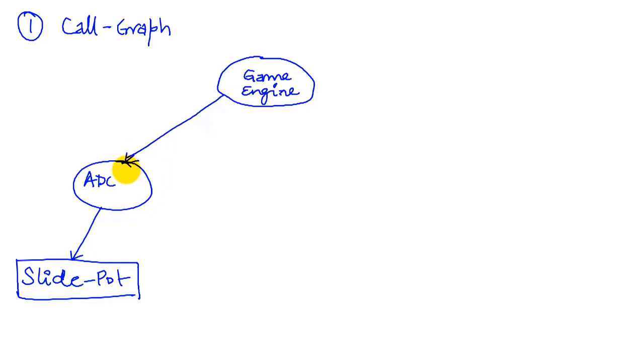What does that arrow mean you just drew? So the arrow is the call, the interface where we say that the game engine calls the ADC module, which calls the hardware, which is our slide pot.